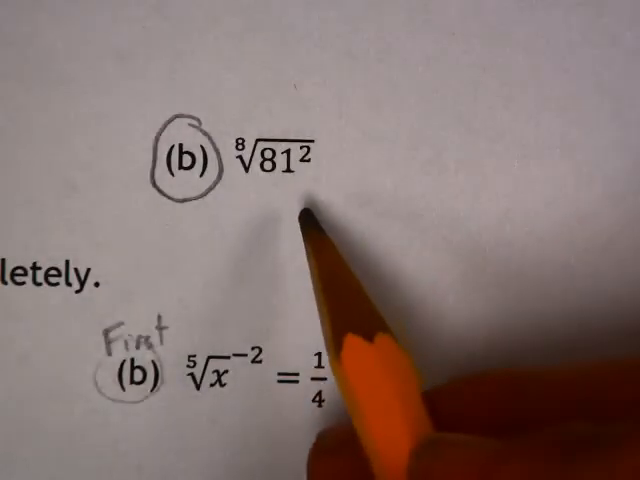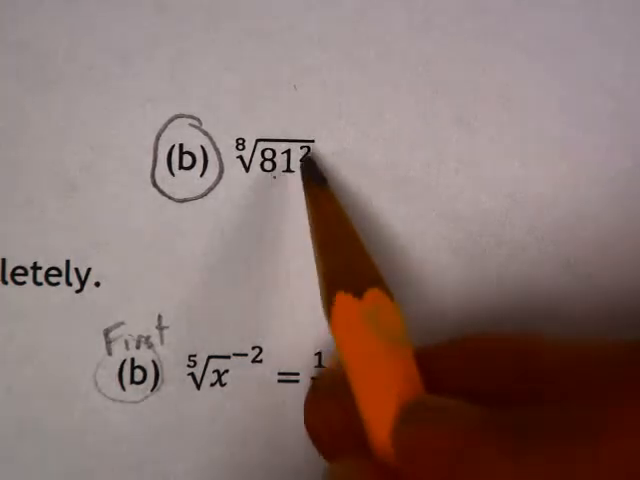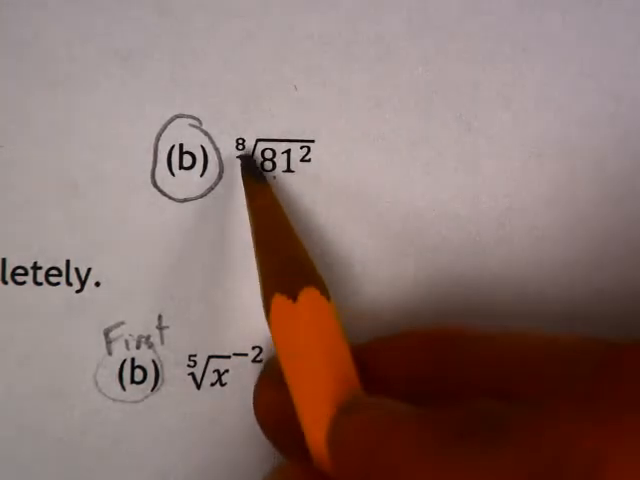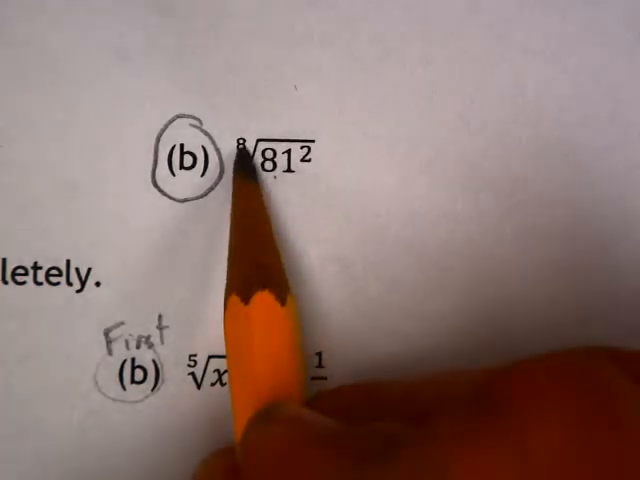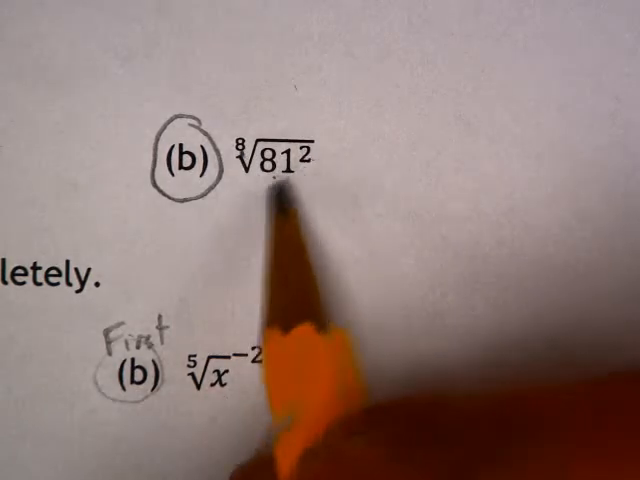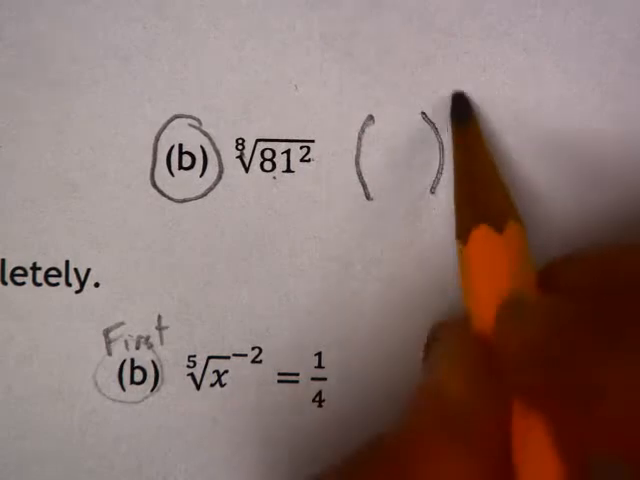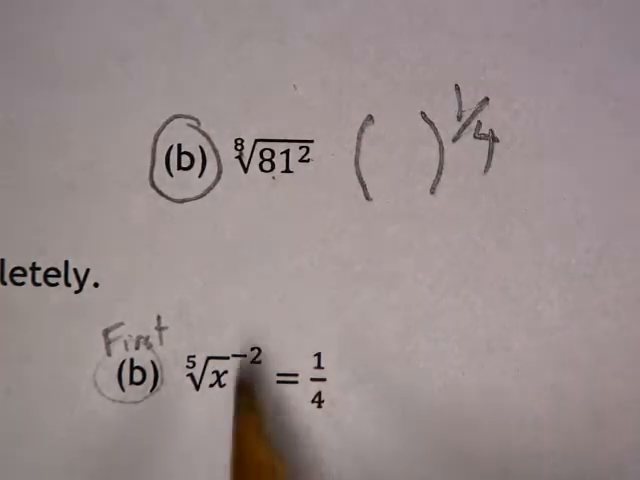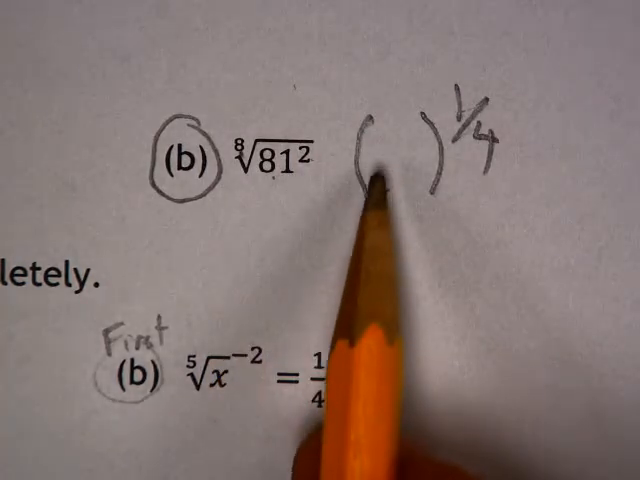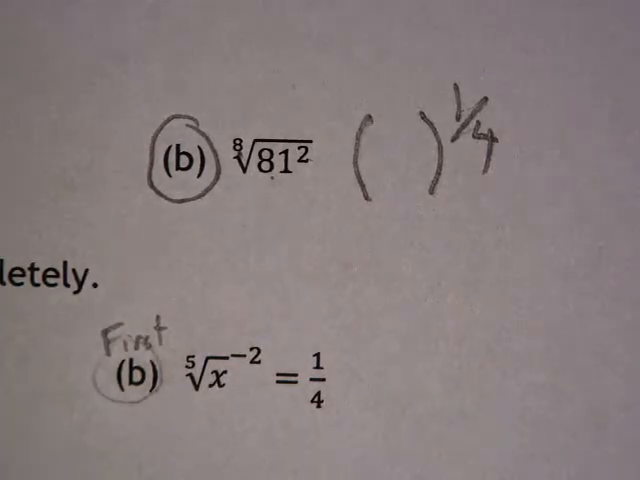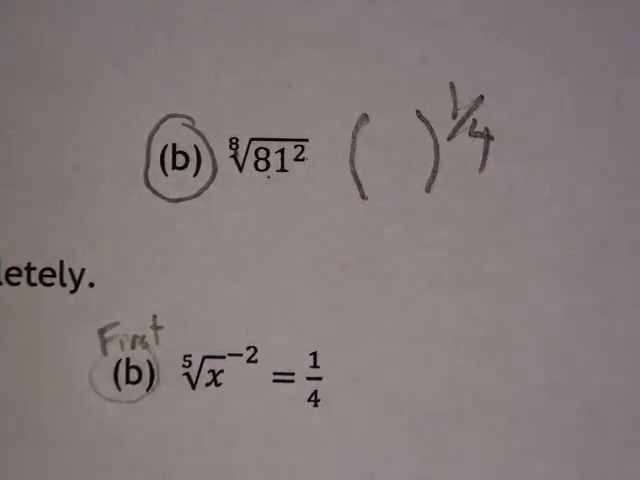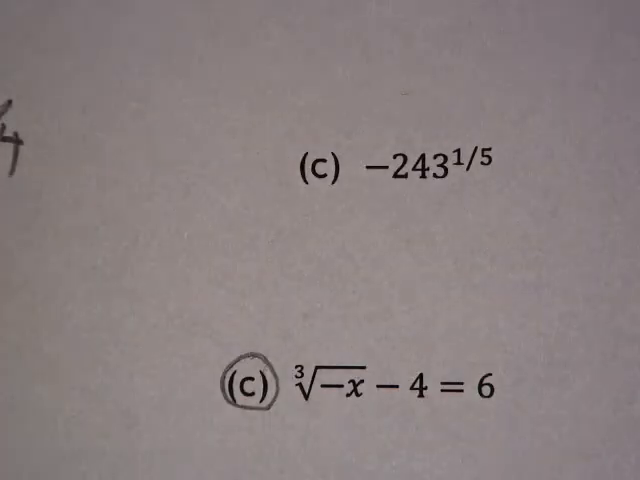Letter B, let's start it off. 81 to the 2 over 8. The root goes in the denominator. So 2 over 8 reduces to 1/4. So this will be raised to the power of 1/4. Now before I write the 81 over here, think about what I did on problem A and continue the problem from there. Problem C is almost the same thing, you just have a negative answer.